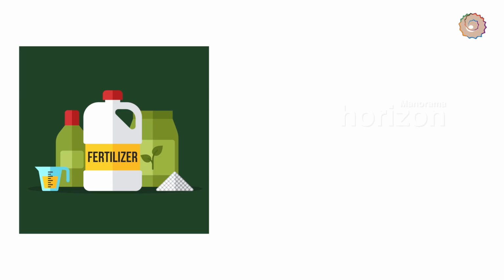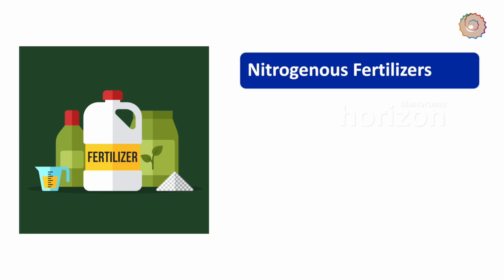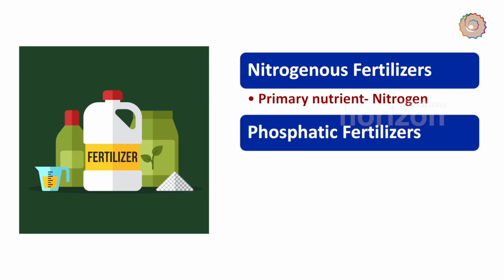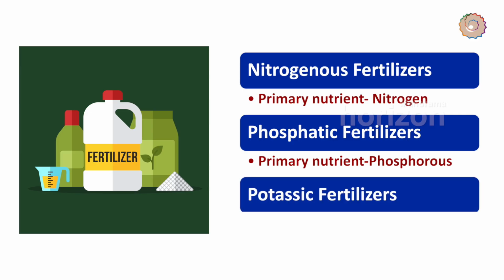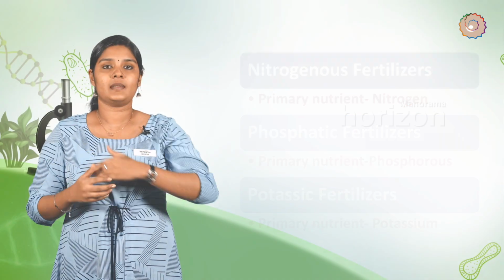They can be divided into three main categories. Nitrogenous fertilizers. Fertilizers containing nitrogen as a primary nutrient. Example, urea, ammonium chloride, etc. Phosphatic fertilizers. They contain phosphorus as the primary nutrient. Example, ammonium phosphate, aluminium phosphate, etc. Potassic fertilizers. Here the primary nutrient is potassium. Example, potassium chloride and potassium sulfide.